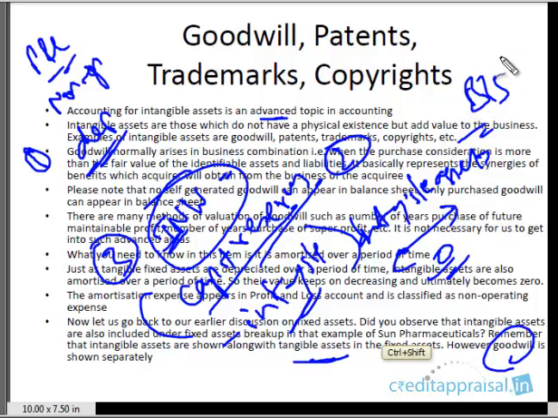So look at the balance sheet. Are there any intangible assets? You deduct that from capital plus reserves. You'll arrive at what is known as tangible net worth, right?